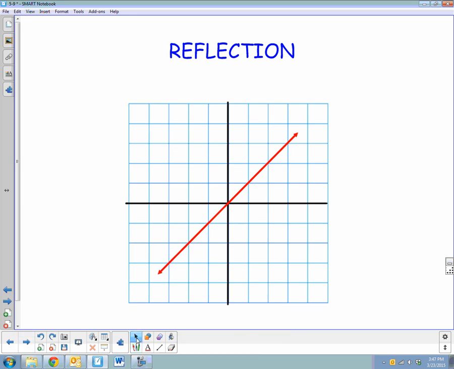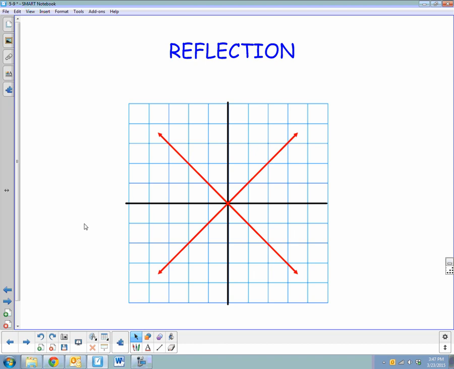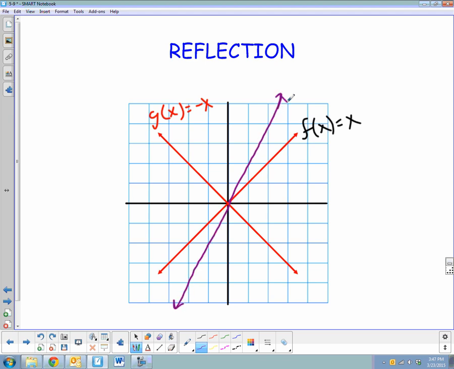Reflection, just like into a mirror. So if I reflect this point, we're going to reflect that point. If the original parent function was f of x equals x, the new function after the reflection is going to be g of x equals negative x. Now, it's not always a 90-degree rotation. In this case, it is simply because of the slope. But let's say I had another line that went like this. So it's got a slope of 2. So h of x equals 2x.